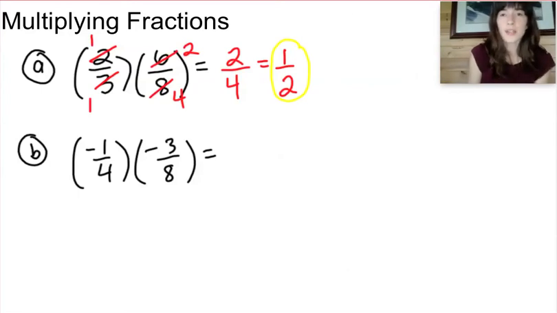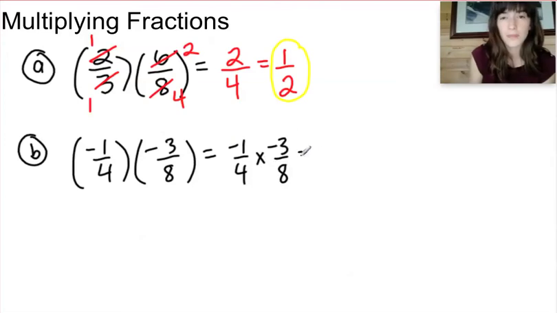-1/4 times -3/8. So again, multiplying, going straight across. If some of you like to rewrite it when they're in plain fraction form, that's absolutely fine. It's your preference. -1 times -3. A negative times a negative is a positive, so I'll get positive 3. 4 times 8 is 32.